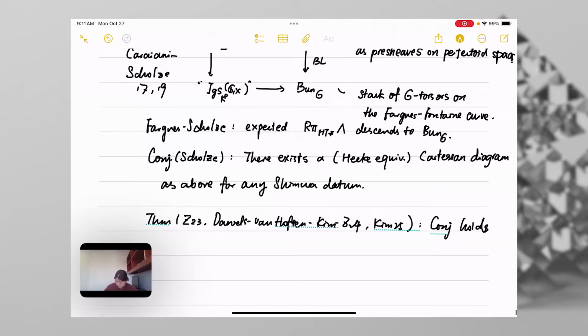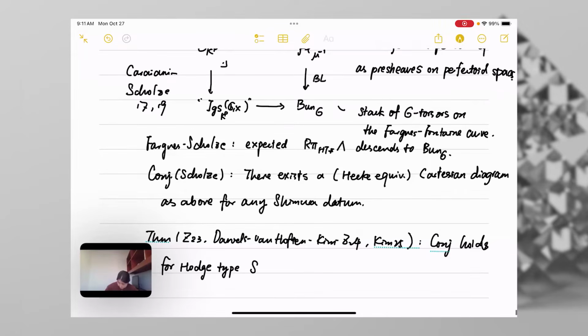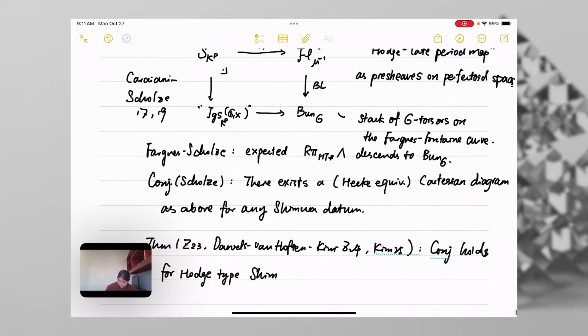In my thesis, I did it for certain PEL-type Shimura varieties, and then in this joint work we extended to Hodge-type Shimura varieties on the good reduction locus, and Daniel extended to a result for the full Shimura variety. He also proved uniqueness and functoriality of the construction of an Igusa stack once it sits inside such a Hecke-equivariant Cartesian diagram, plus the fact that it's defined over F_p. So he will explain this later this week.